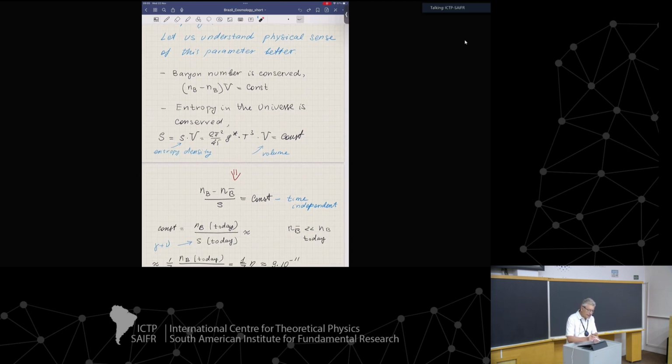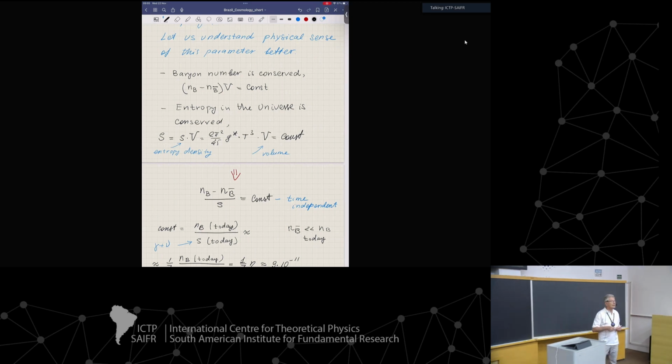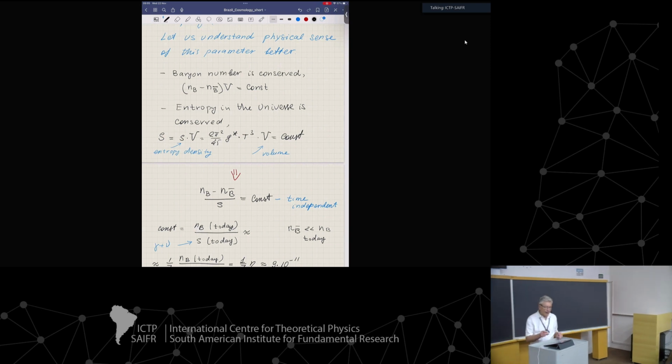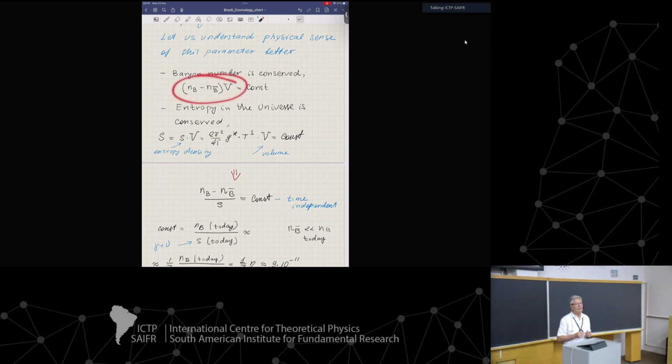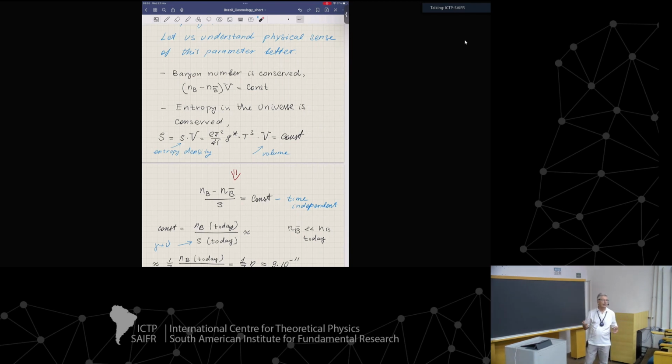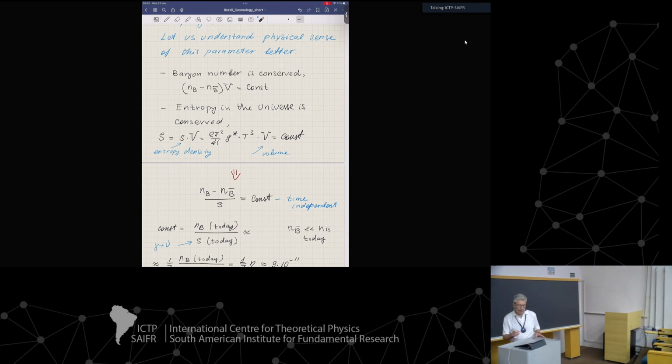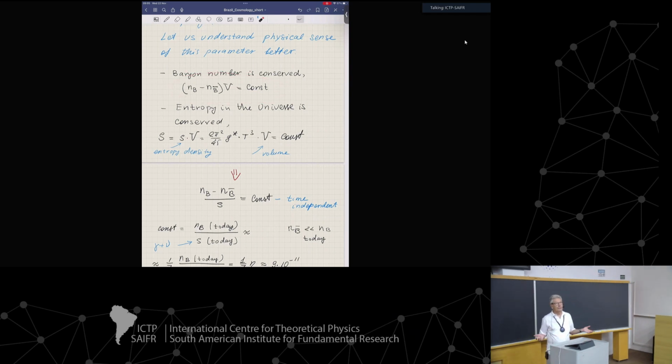Let's consider this quantity, the number of baryons minus the number of antibaryons, and multiply it by the volume of the universe. Imagine for a second that the universe is closed. Then this combination is just giving you the total baryon number of the universe. And if baryon number is conserved, and we do know that baryon number is conserved with high accuracy, the lifetime of the proton, for instance, is greater than 10 to the 32 years, so this combination is a conserved number, at least at sufficiently small temperatures.